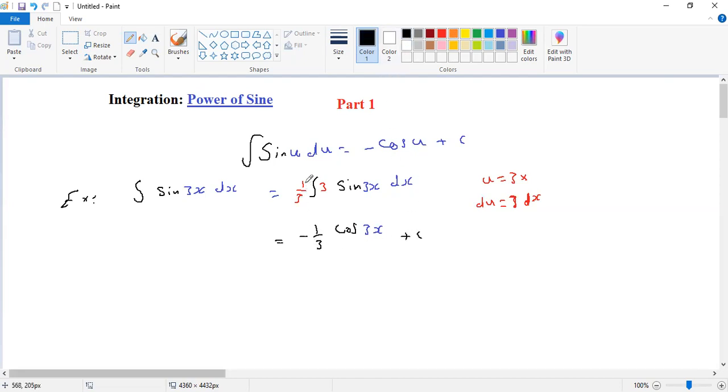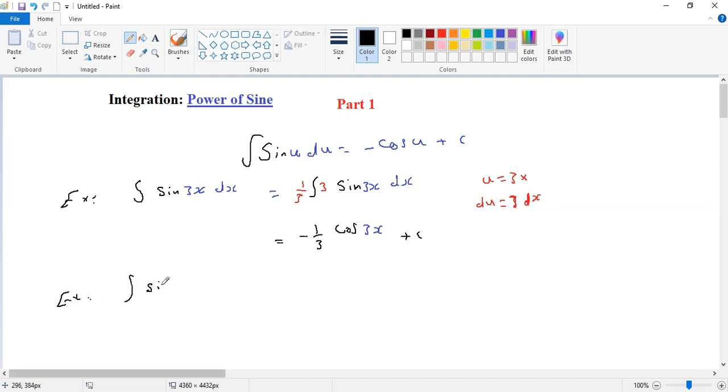See, the 1 over 3 is outside of the integral because it is a constant. So the integral of sine u du gives minus cosine. Another example.